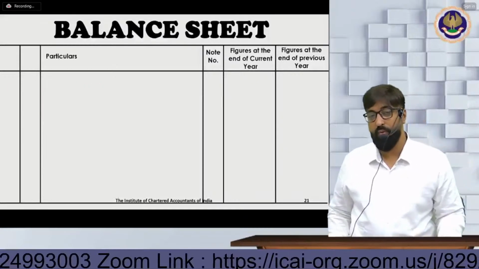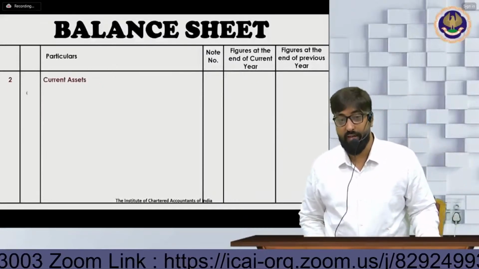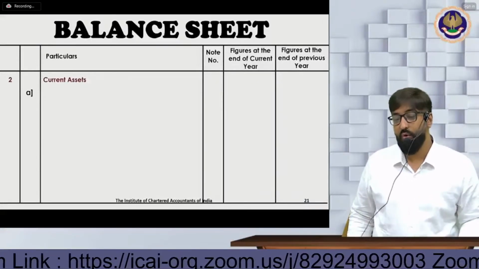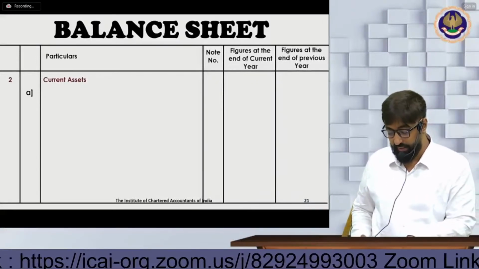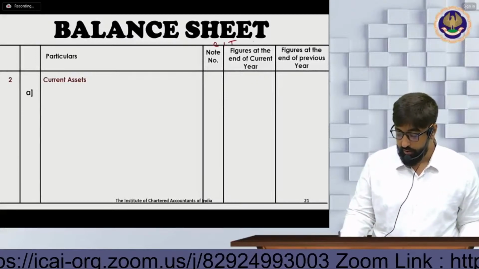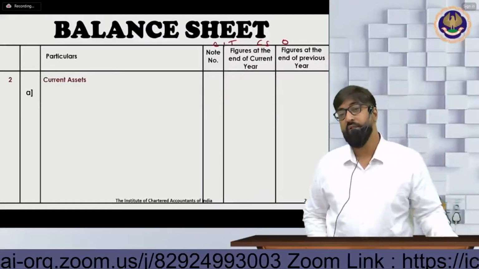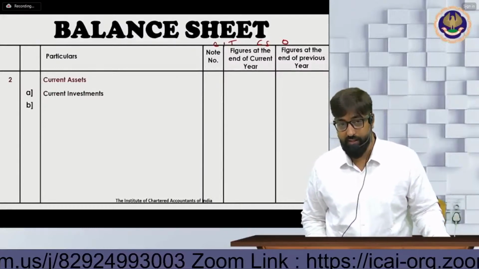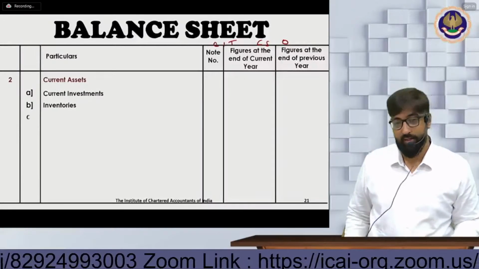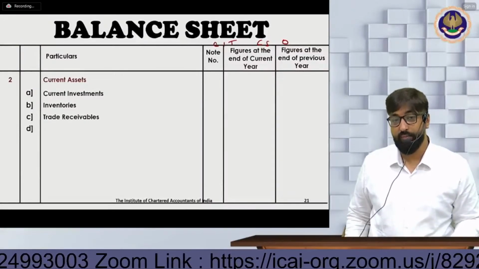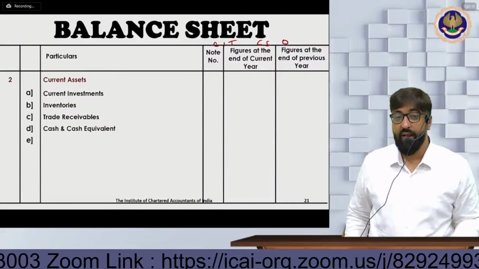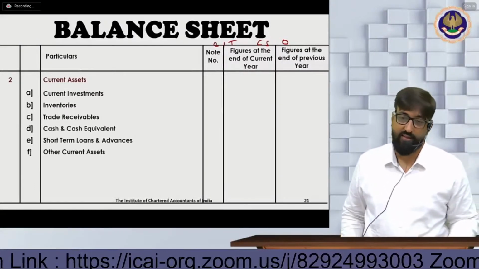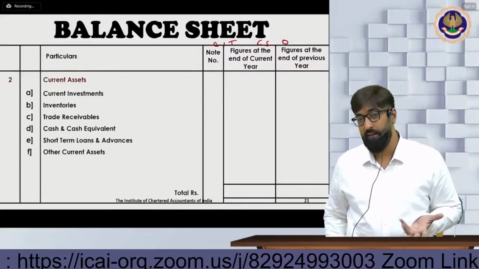So this is a pro forma for non-current assets. And current assets, how to recall? CIT. CIT means Commissioner of Income Tax. CSO. So these are some initials. CS means Company Secretary. And O. So this is a shortcut to recall this. Commissioner of Income Tax means C for current investment, I for inventories, T for trade receivable. Very good. Then C for cash and cash equivalent, S for short-term loans and advances, and O for other current assets.